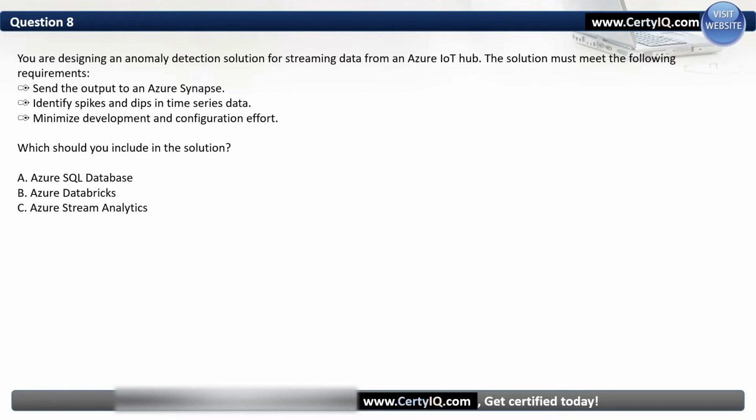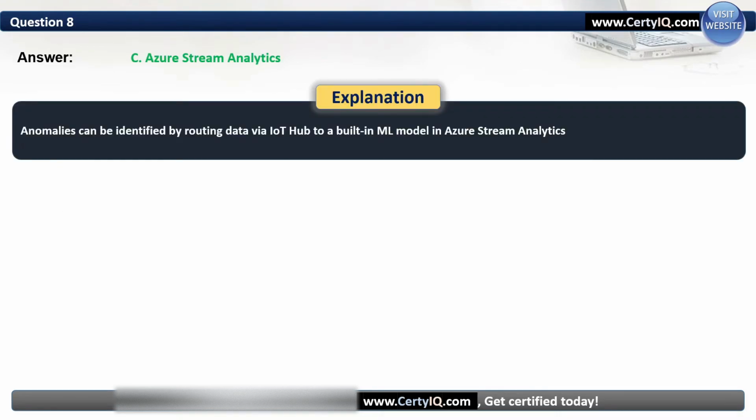You are designing an anomaly detection solution for streaming data from an Azure IoT hub. The solution must meet the following requirements. Send the output to an Azure Synapse, identify spikes and dips in time series data, minimize development and configuration effort. Which should you include in the solution? The correct option is C. Azure Stream Analytics. Anomalies can be identified by routing data via IoT Hub to a built-in ML model in Azure Stream Analytics.